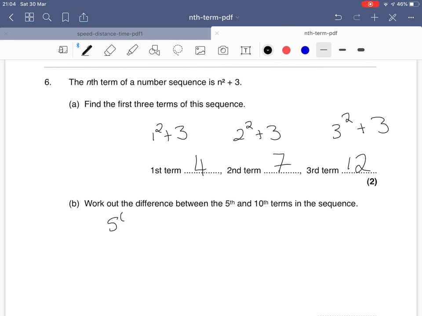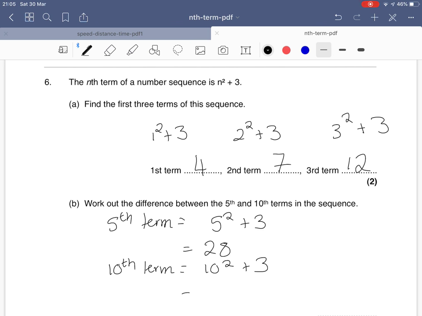So the 5th term is going to be 5 squared plus 3. So 5 squared means 5 times 5. 5 times 5 is 25. Add 3 is 28. The 10th term is going to be 10 squared plus 3. So 10 squared means 10 times 10. 10 times 10 is 100. Add 3 is 103.